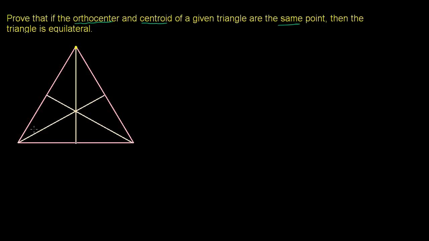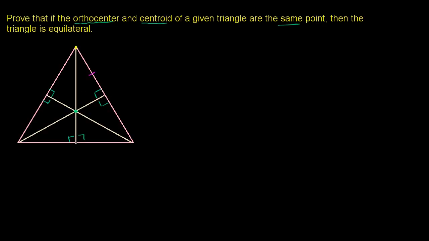So what we can do is assume that these three lines right over here are both altitudes and medians, and that this point right over here is both the orthocenter and the centroid. If we assume that these lines are altitudes, then that tells us that they are perpendicular to the opposite sides. So that is a 90-degree angle, and these are all 90-degree angles. And the fact that it's a centroid means that each of these lines bisects the opposite side.